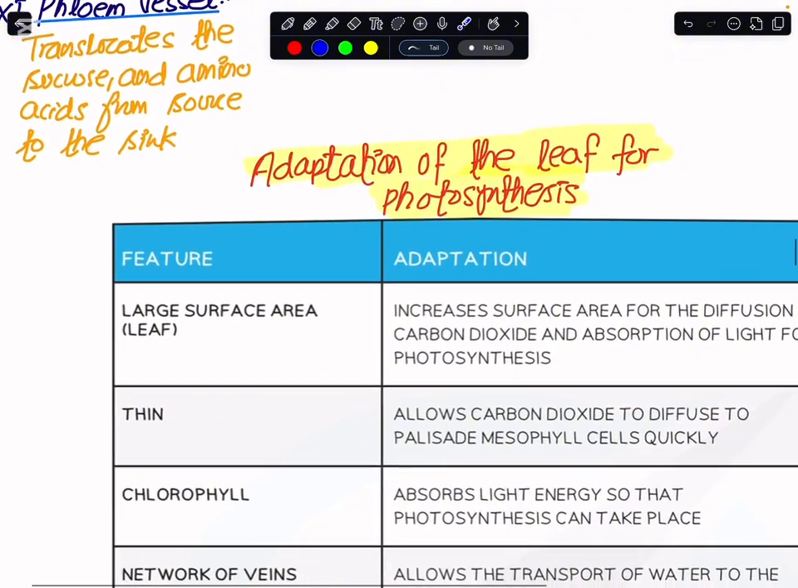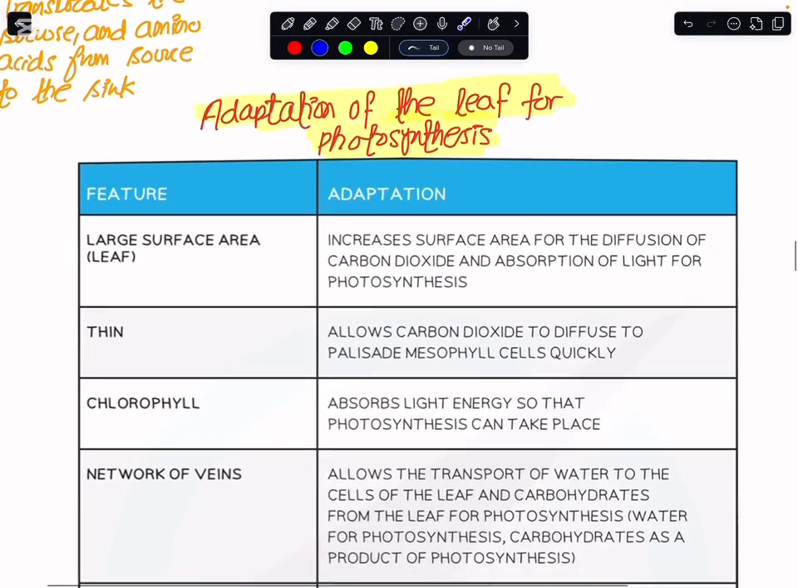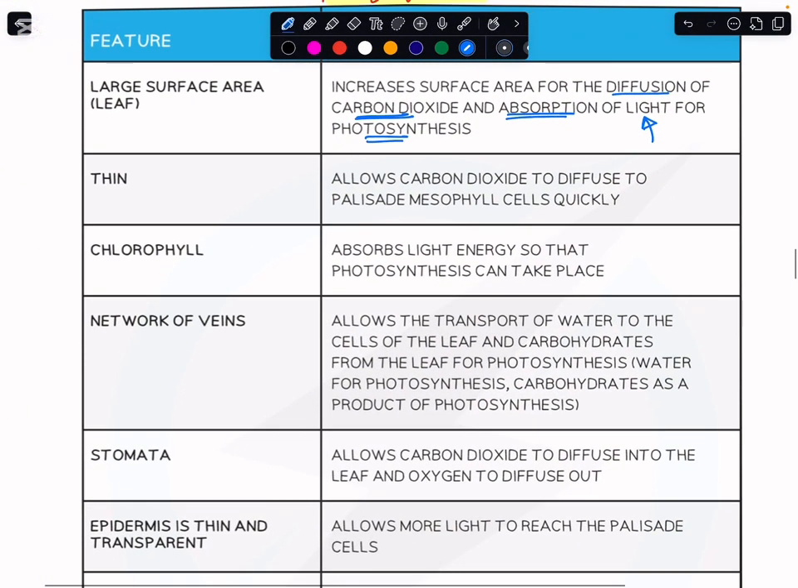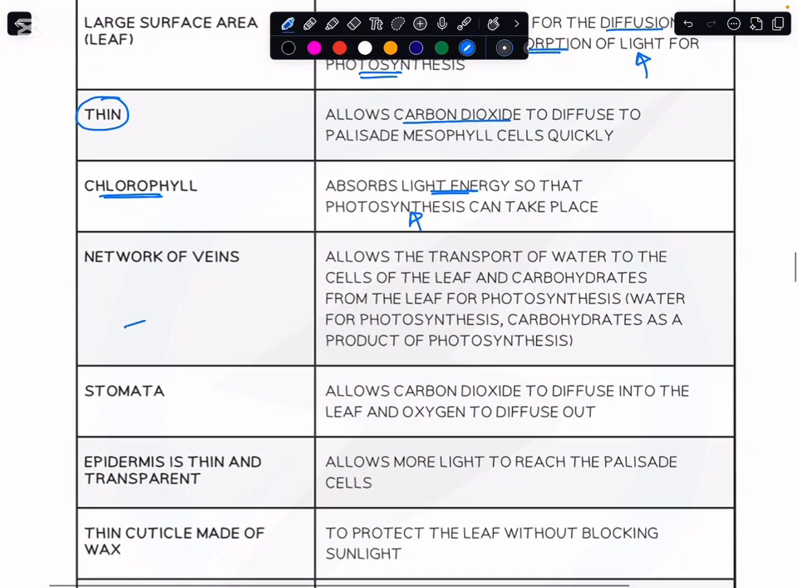So here is a short summary of what I have said above, of how each and every component of the leaf is adapted for photosynthesis. The leaf overall has a large surface area, and a large surface area enhances the diffusion of carbon dioxide gas and also brings about a lot of absorption of light for photosynthesis. The leaves overall are thin, so the carbon dioxide diffuses more easily into them. We have chlorophyll in the leaves that absorbs the light energy for photosynthesis, and in the leaves we have a network of veins.